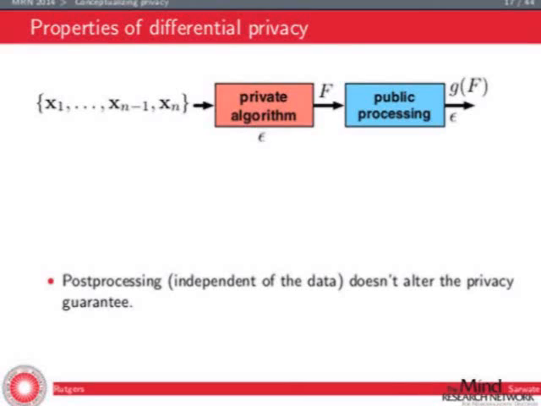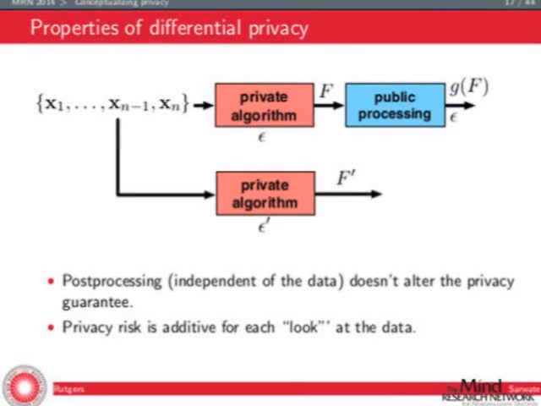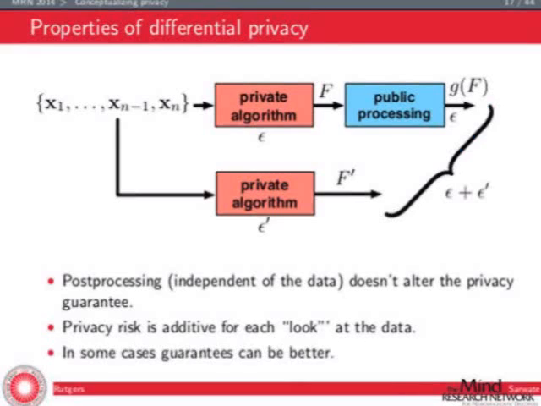The second nice property is that if I run multiple computations on the data, which is of course what you're always going to be doing, then the privacy risk that I incur is just the sum of the two, at worst. Could be even better. There are ways of calculating more closely, and in some cases it can be much better.